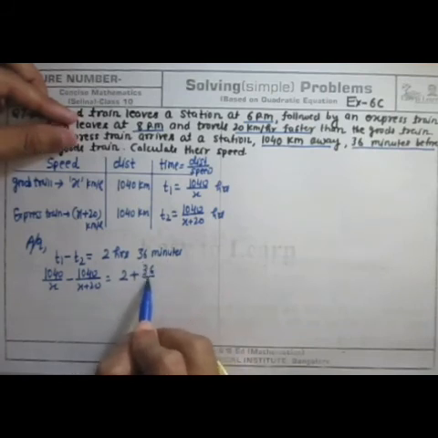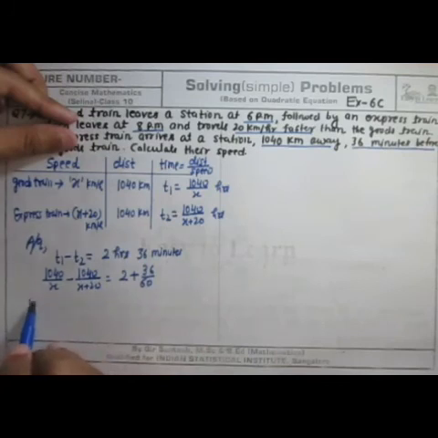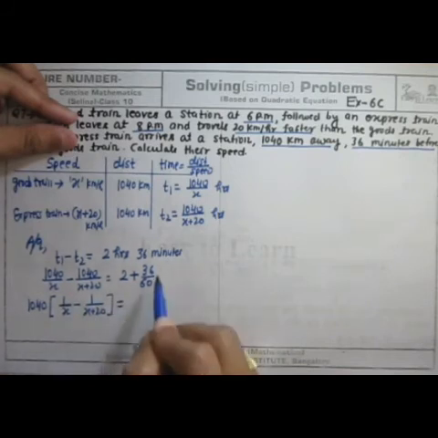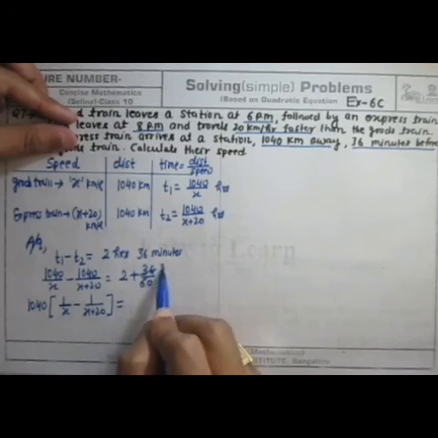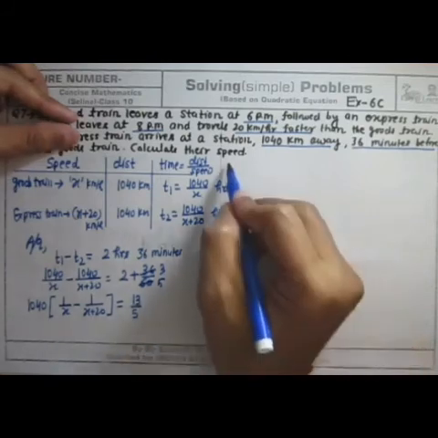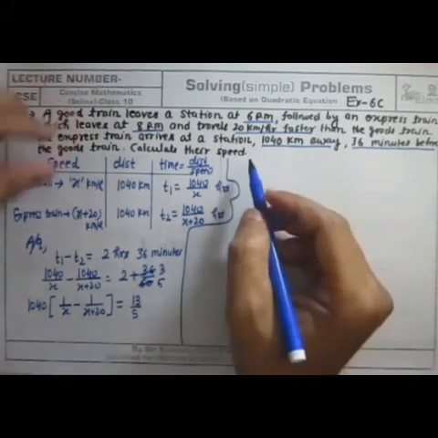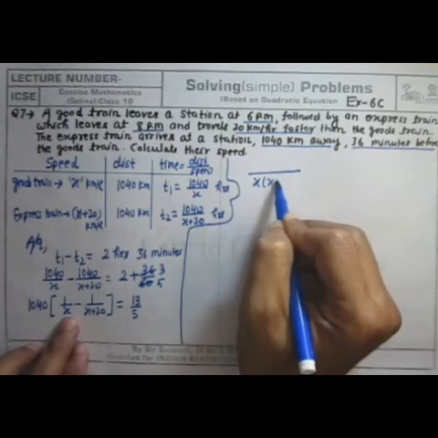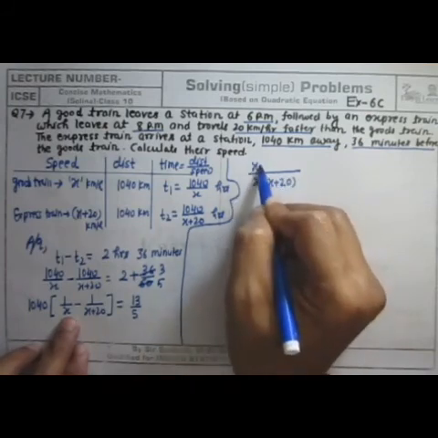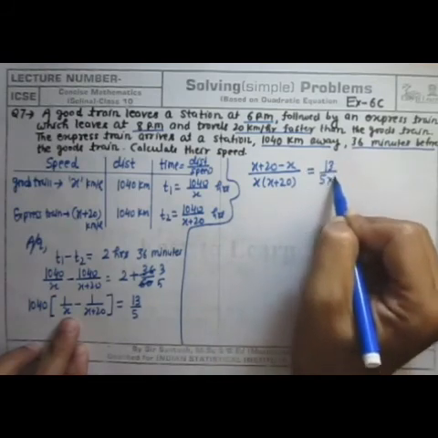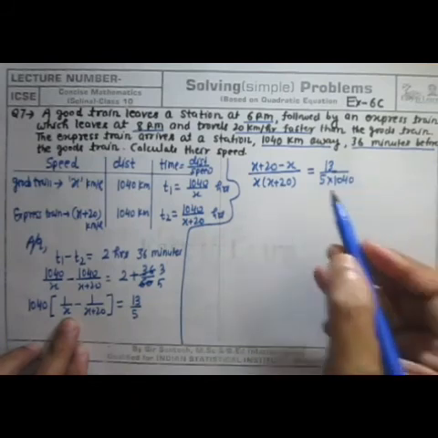So 36 by 60. Now take 1040 common. So in bracket we are getting 1 by x minus 1 by x plus 20, bracket close, equal to, this is 6 12s are 72, and 12 5s are 60. So it is 13 by 5. Now shift this one to this side, and on the left hand side take LCM. So x into x plus 20, here it will be x plus 20 minus x is equal to 13 by 5 into 1040. So x is cancelled.